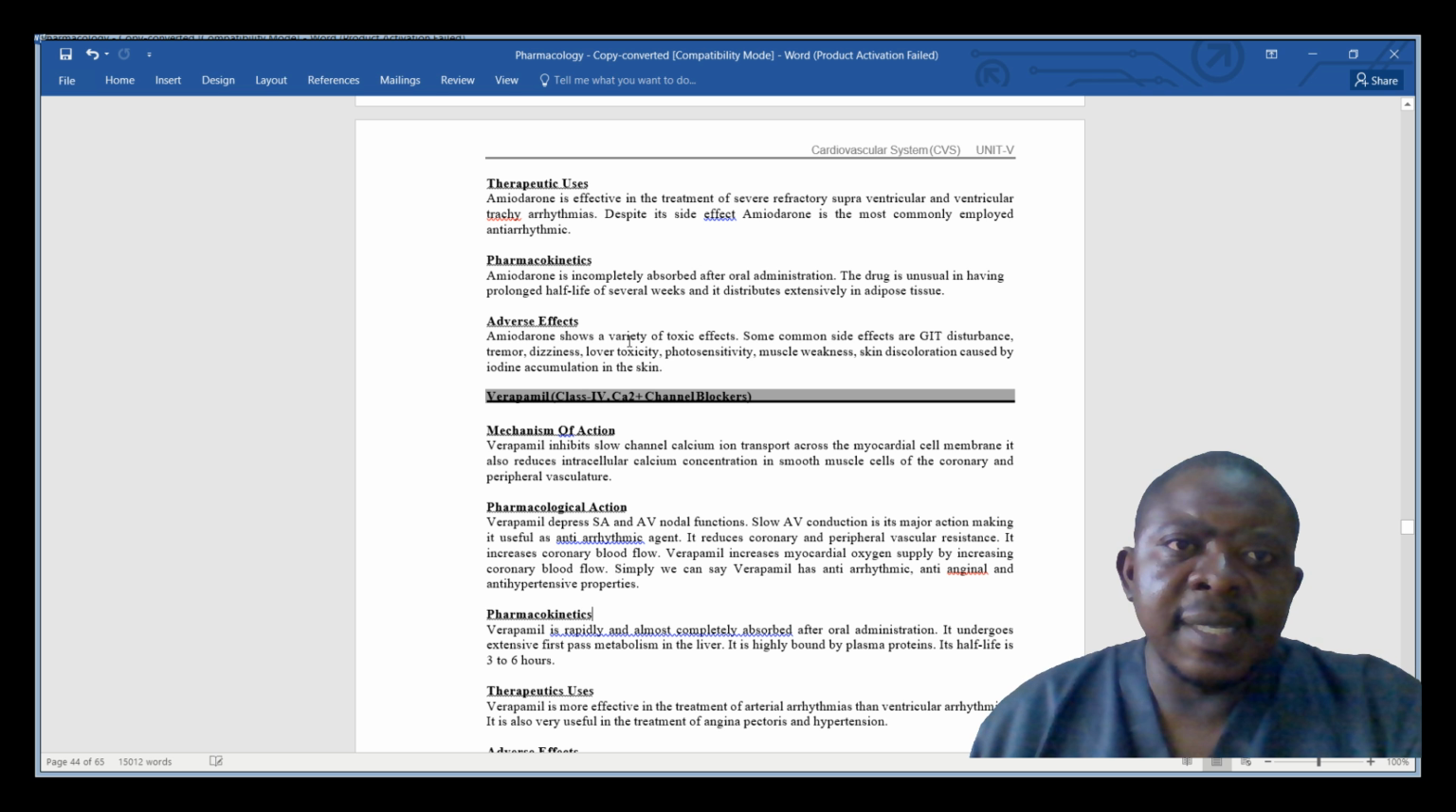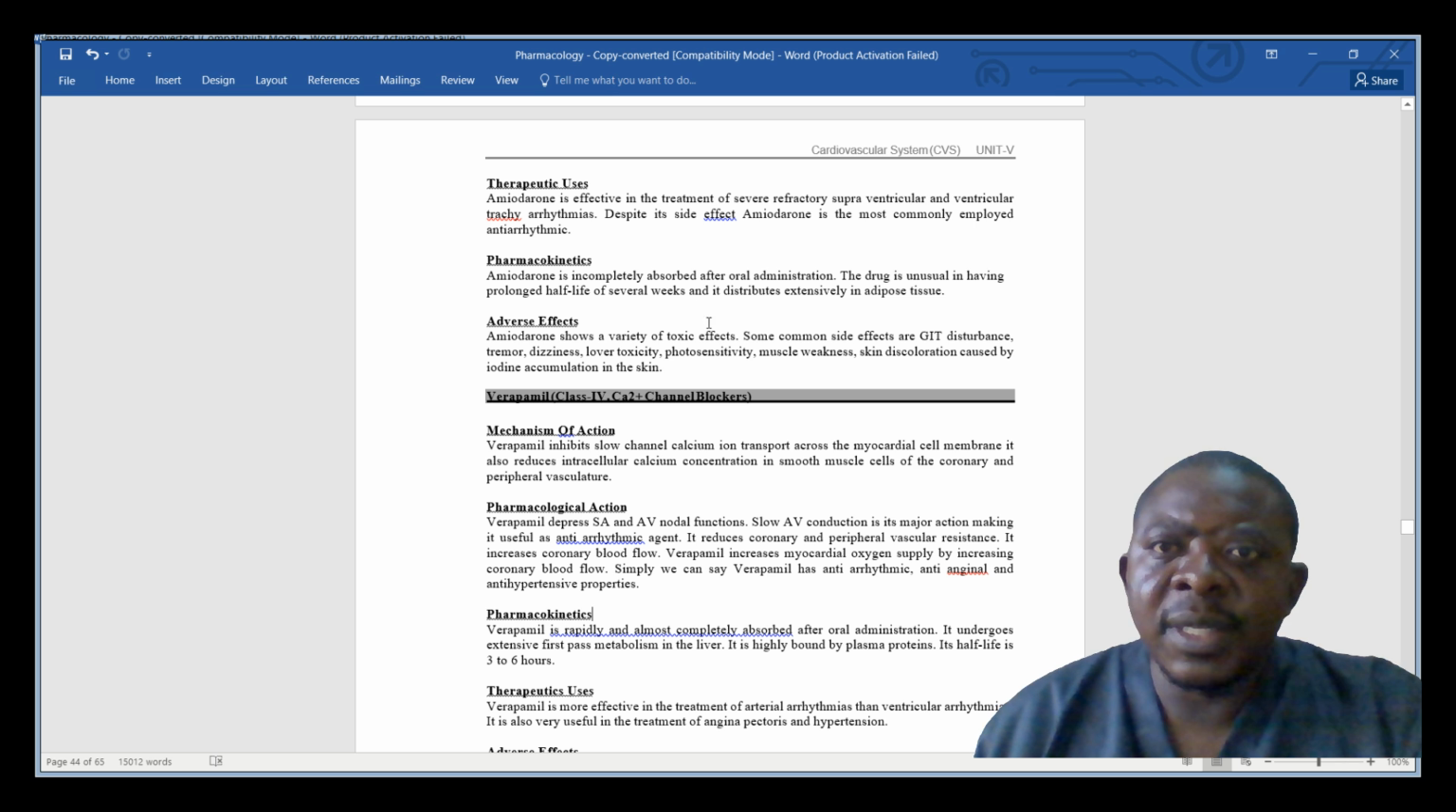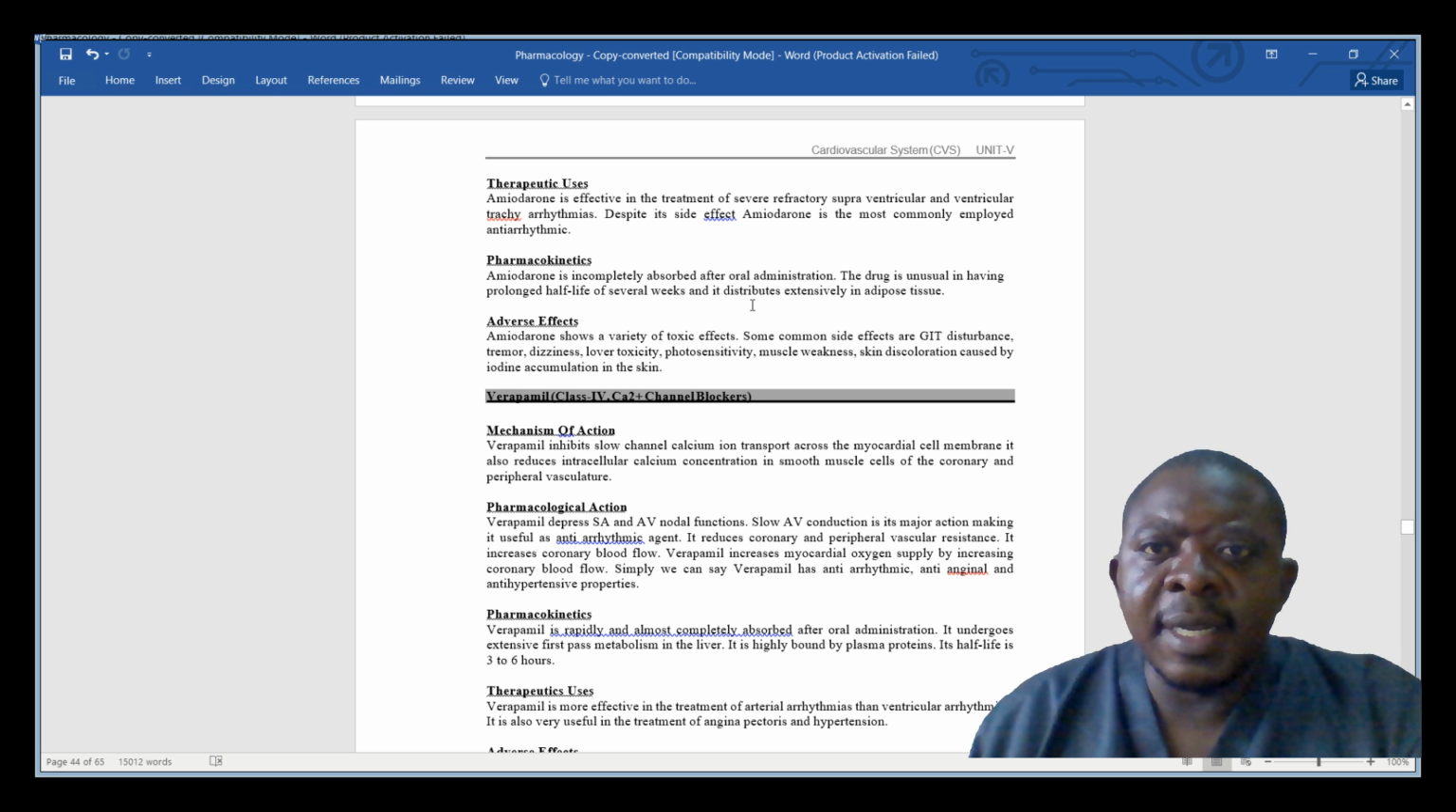Pharmacokinetics. Amygdalin is incompletely absorbed after oral administration. The drug is unusual in having prolonged half-life of several weeks, and it is distributed extensively in adipose tissue.